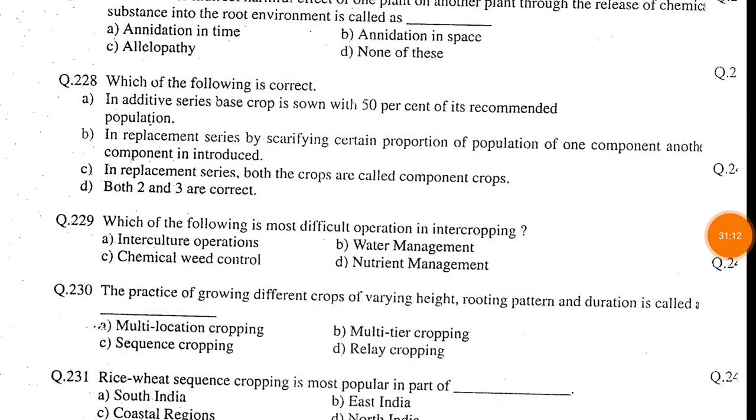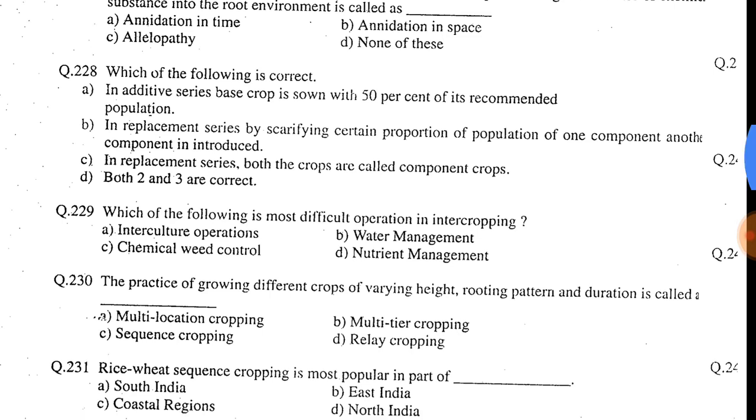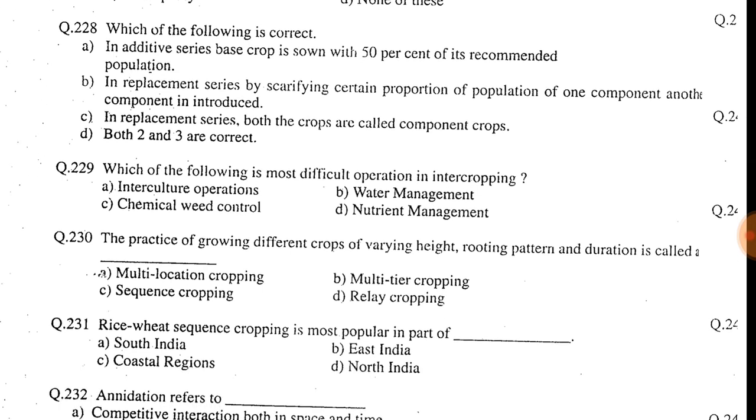229. Which of the following is the most difficult operation in intercropping? Chemical weed control. 230. The practice of growing different crops of varying height, rooting pattern and duration is called multi-tier cropping. 231. Rice wheat sequence cropping is most popular in North India.